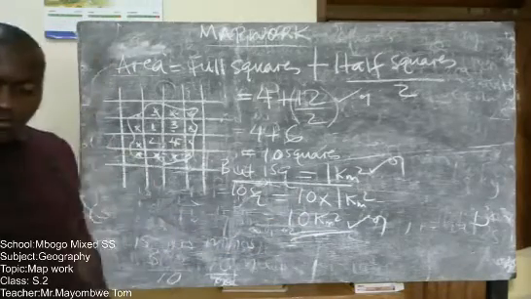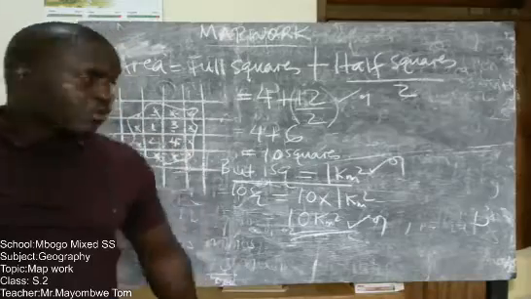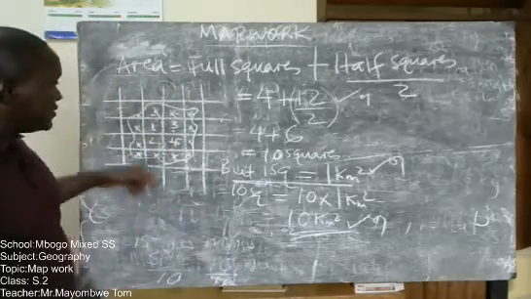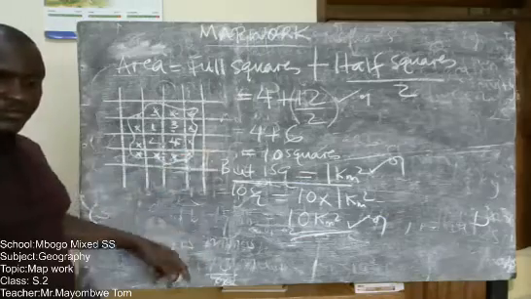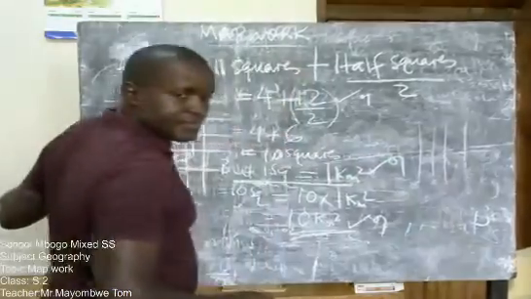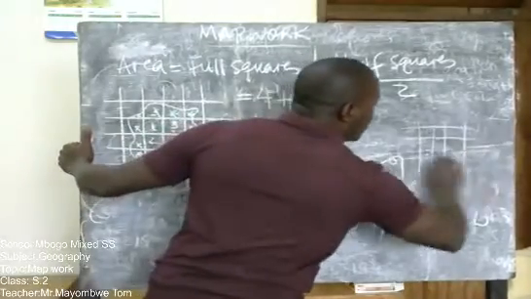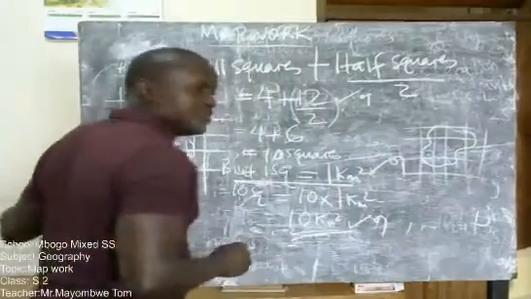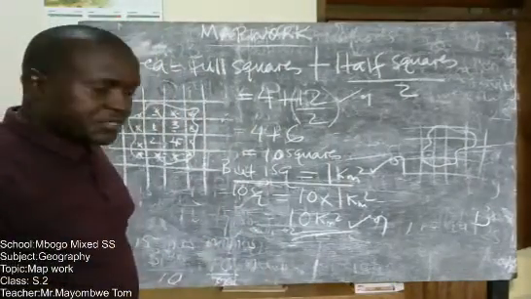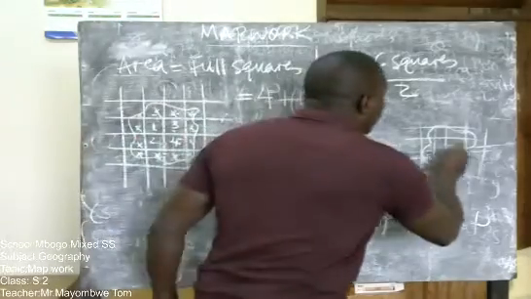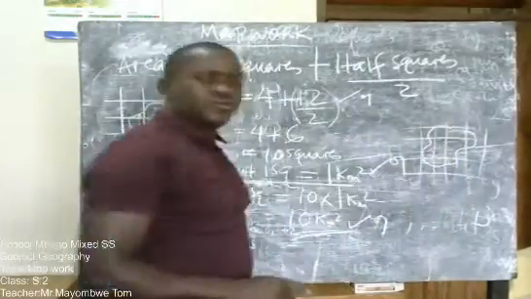Now, I want you to do one thing. You are going to draw vertical lines and horizontal lines. Do it very fast. Draw vertical lines and horizontal lines. Then put in a shape of your own choice. Very fast. Then you can call it a forest. Then calculate its area.